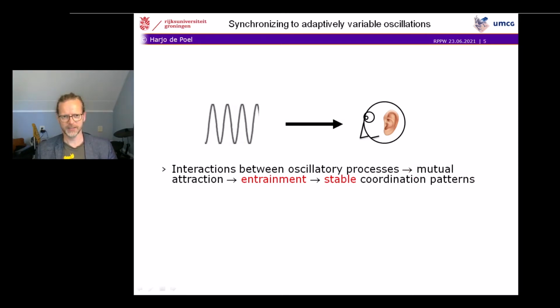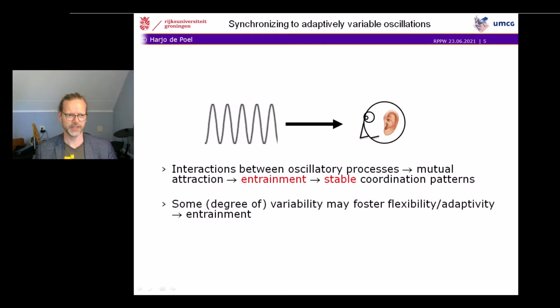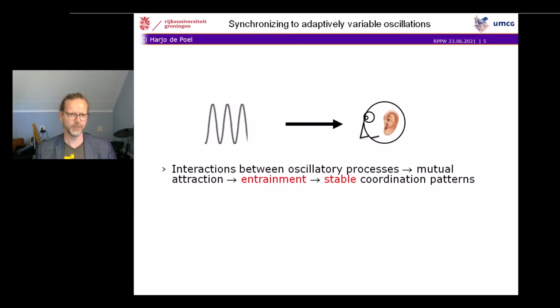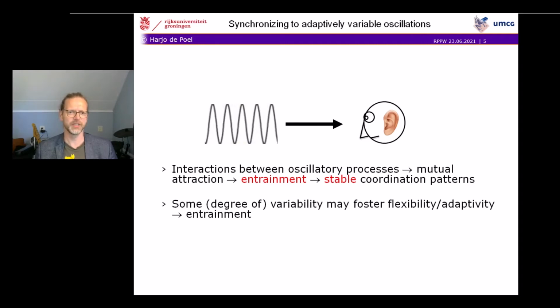Another thing that is important in this kind of thing is that you have rhythmical processes that are more or less given, like a sinusoidal wave, as you can see here, a perfect harmonic oscillation. If you interact with these, that's not very difficult. It's like following a beat. But it has been shown also that some degree of variability in these oscillations or in these metrical structures may actually foster the flexibility or adaptivity of the agent, hence making entrainment more likely.